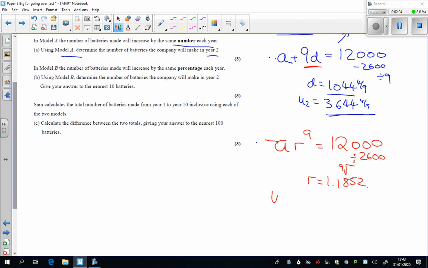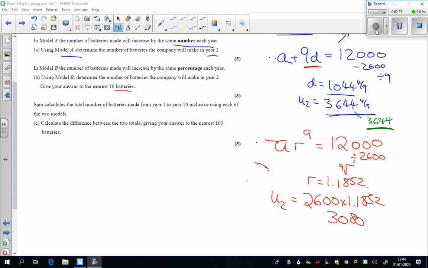And that tells you now that the second one is 2,600 times 1.1852, and that gives us 3,081.6. That one says rounded to the nearest 10 batteries, doesn't it? So I'm going to round that one to 3,080. While I'm thinking about rounding, I think I'm going to put the other one as 3644. Can't make 4/9 of a battery really, can you?